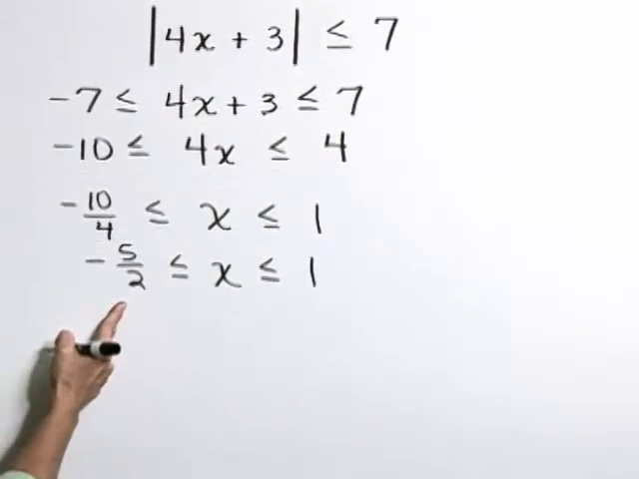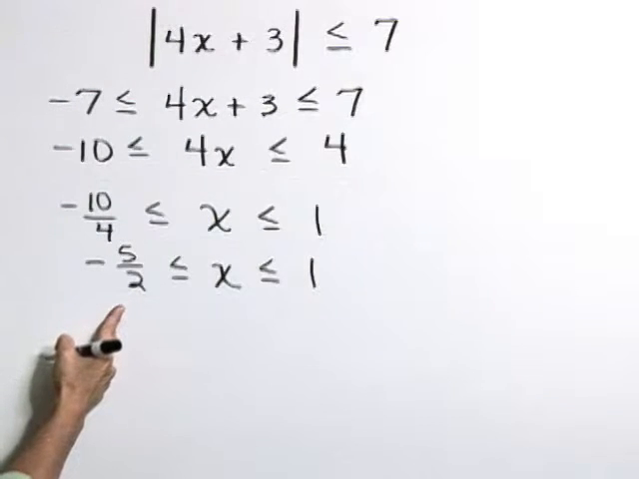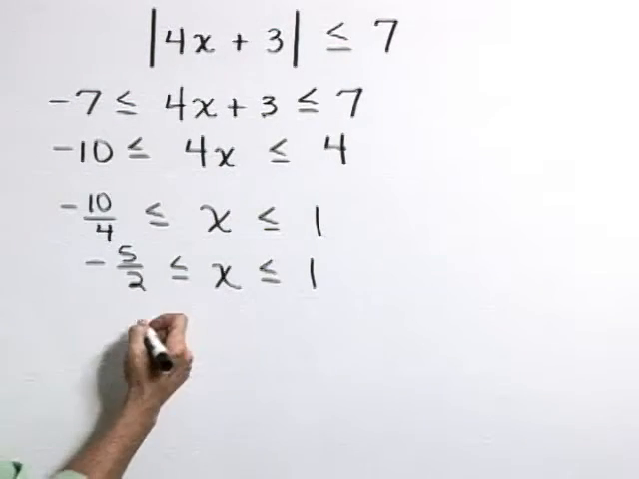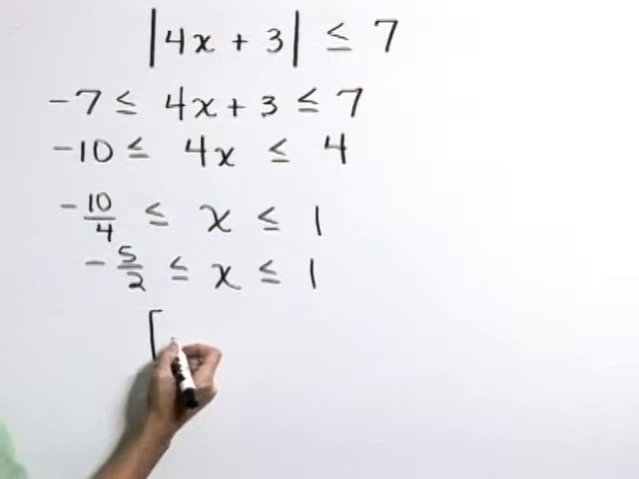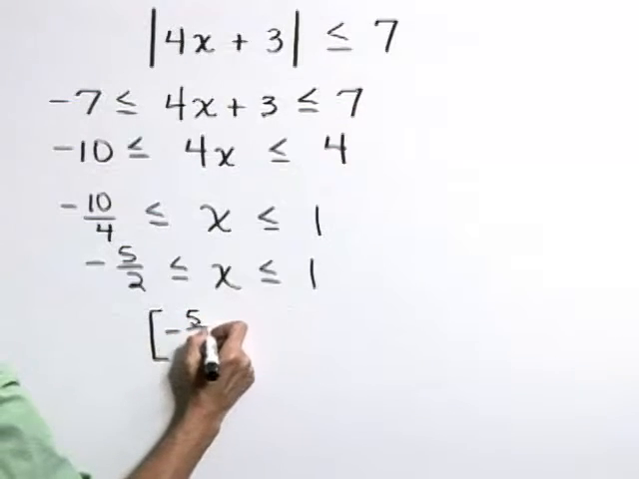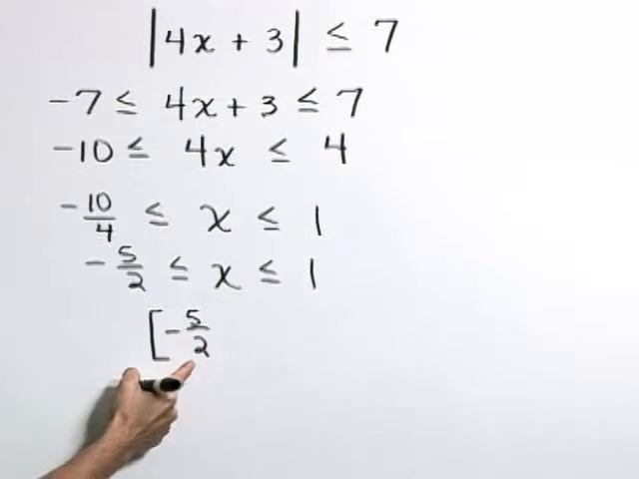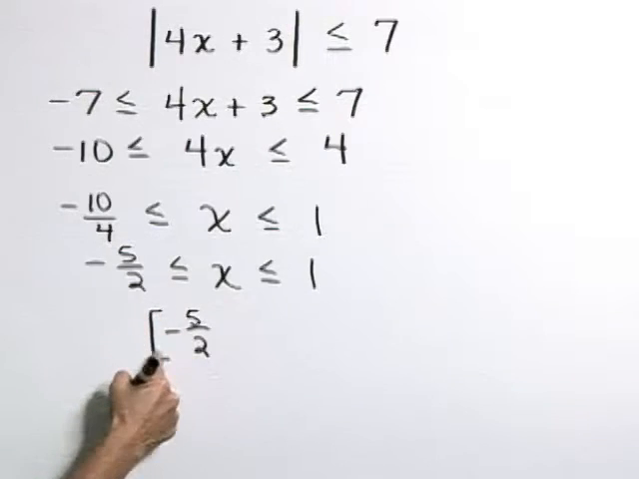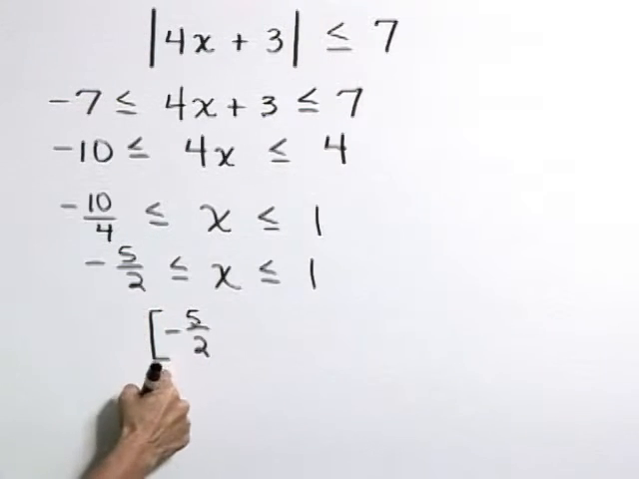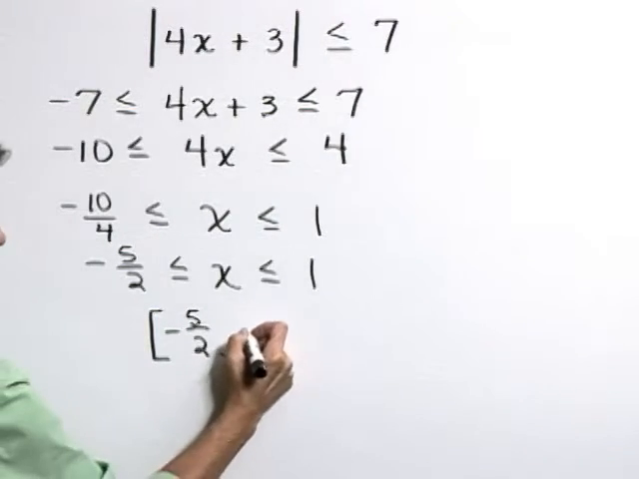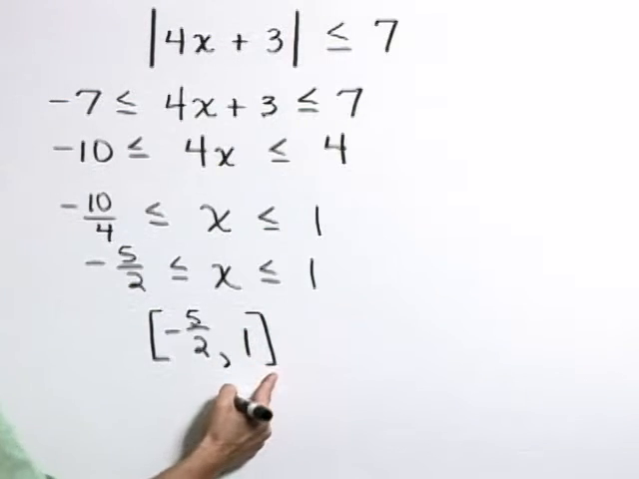Now, we want to write the solution in interval form also. So let's do that by saying with a bracket to the left of this -5/2 showing that it is included, up to 1 inclusive.